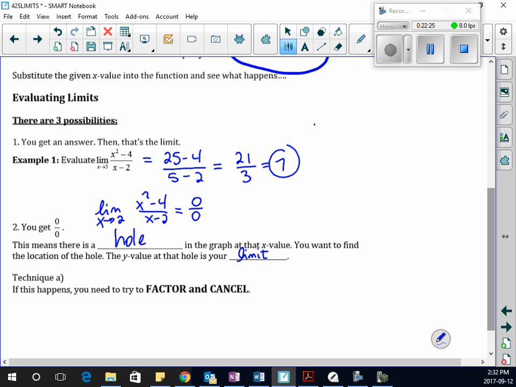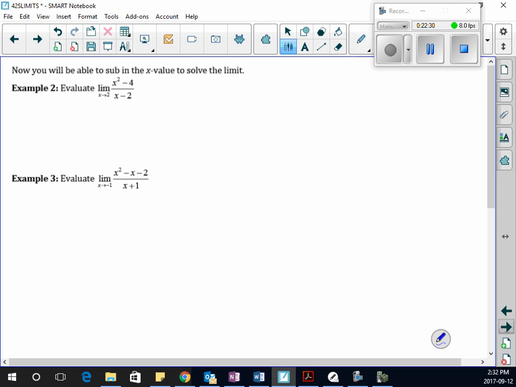So we're going to continue it on the next page as an actual example. So remember, we just subbed this in and we got 0 over 0, right? So we're going to now factor this. What can you factor? Yeah, the difference of squares. This is x minus 2 times x plus 2 over x minus 2. So what can we cancel? The x minus 2 with the x minus 2. So really this is the limit as x goes to 2 of x plus 2.